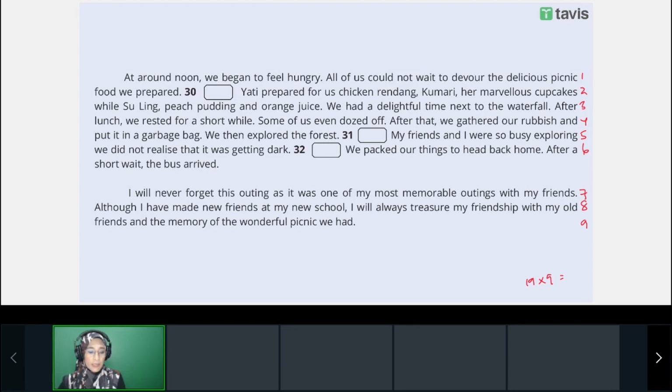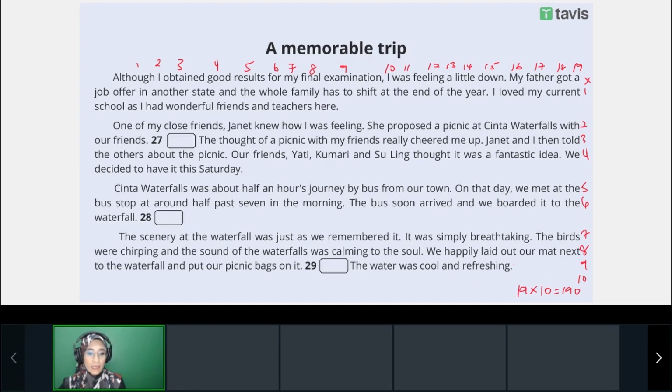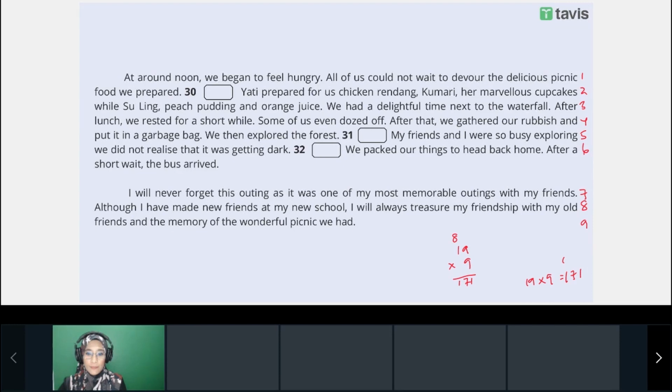Now this one, I need your help. 19 times 9. What is that? Can you all tell me what's the whole amount of this? 19 times 9? 9 times 9 is 81, right? Is it 171? I hope it's 171. Okay, so just now we had 190, plus 171.